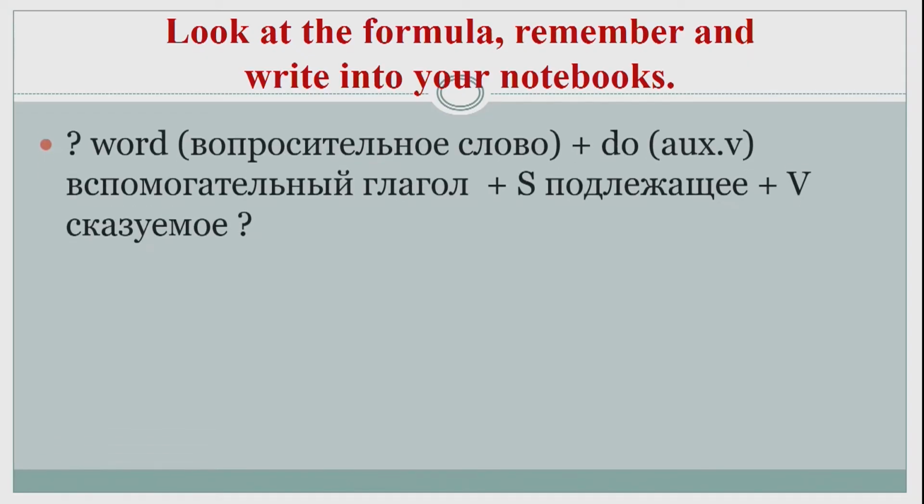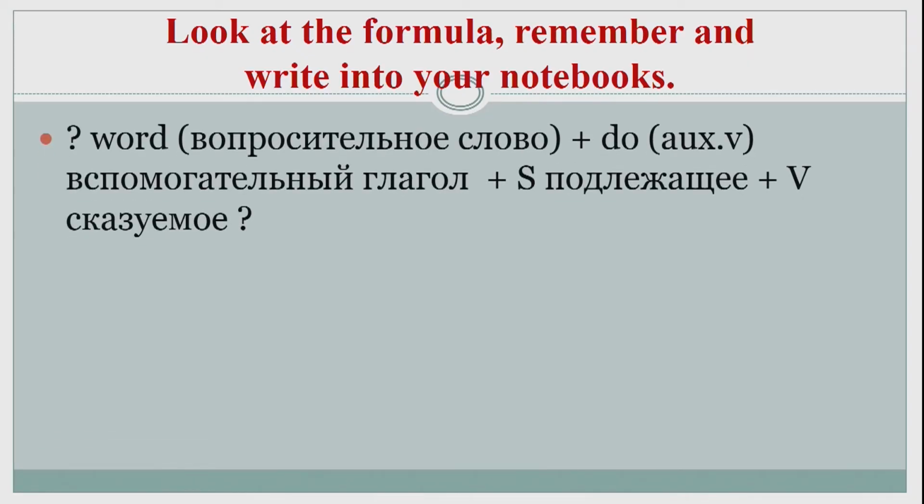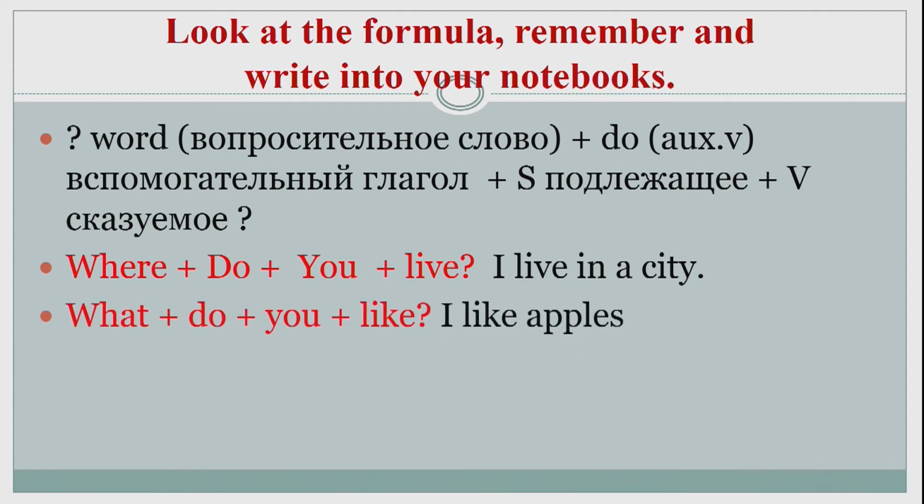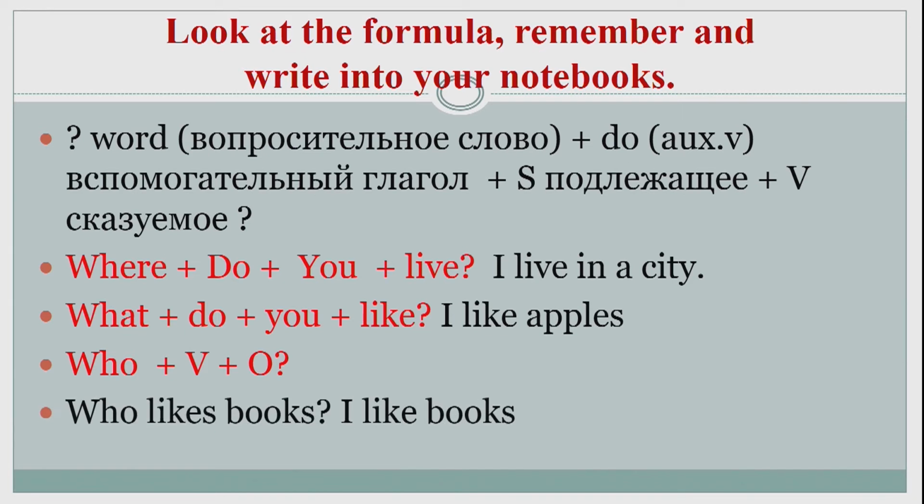Now look at the formula and remember. Question word, auxiliary verb do, subject, verb. We have: Where do you live? In a city. What plus do plus you plus like? I like apples. Who plus verb plus object. Who likes books? I like books.